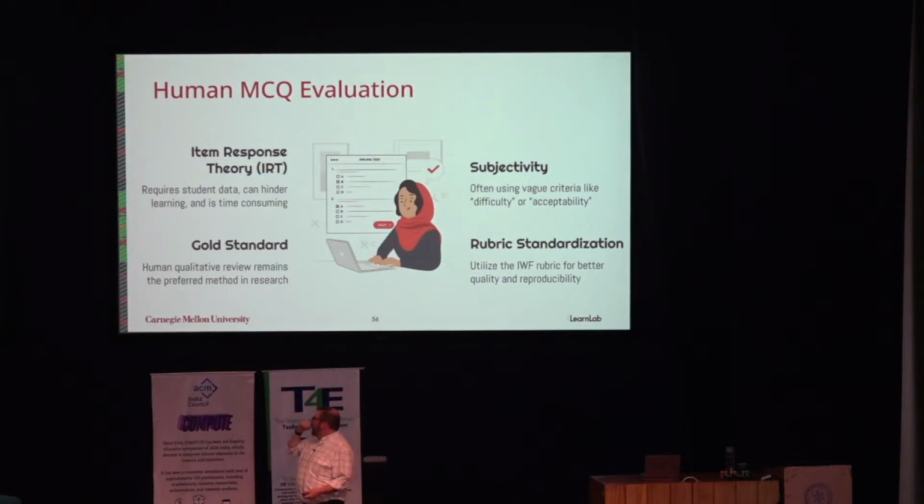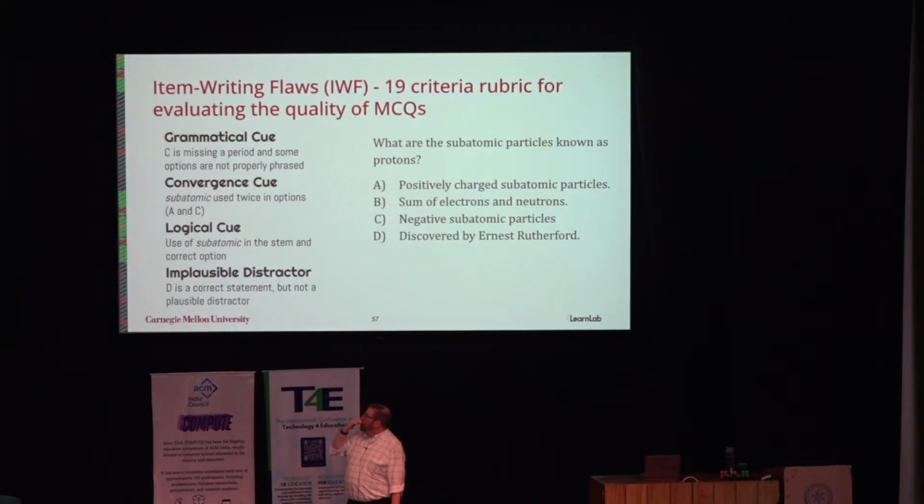There are these rubrics, though, and so one, I don't know, has anyone heard of the item writing flaw rubric? That's one that's out there. There's a few different versions of it, and we found that to be actually probably the best way to go. There's a couple of different item writing flaw rubrics, but we chose this 19.1. Here's like 4 of those points.